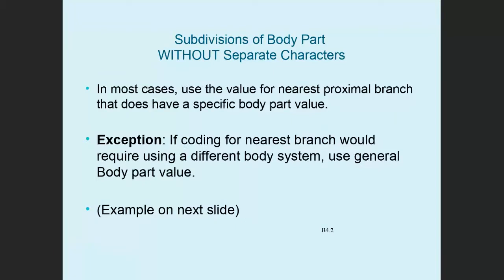In most cases, you use the value for the nearest proximal branch that does have a specific body part, except, here are some exceptions, and here's where this is in your guidelines if you want to give another look for it. Sometimes the nearest branch is in a different body system. In this case, use the code in the correct body system. And here's an example coming up.